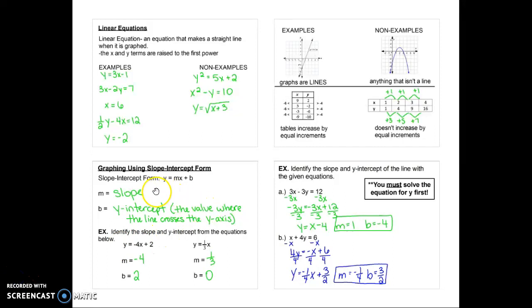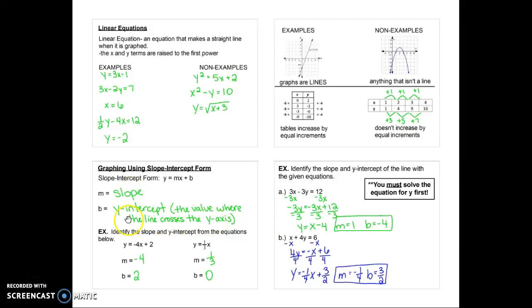So if you look at that formula sheet on the left-hand side towards the bottom, they show you slope-intercept form, y equals mx plus b. What they don't tell you is this information here. They don't tell you what m stands for, which is slope, and they don't tell you that b is your y-intercept, or where the line crosses the y-axis.